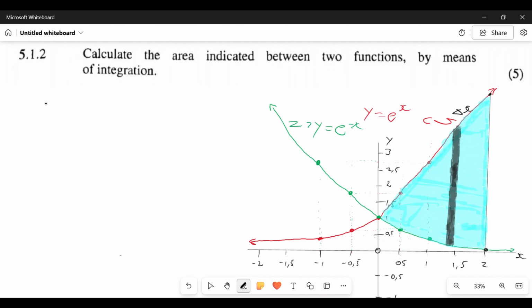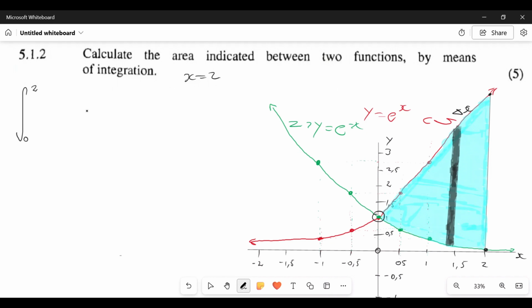Remember from the question, guys, the upper limit was given to us here. We know that x is equal to 2 from question 5.1.1. Now, the lower limit is not given to us, but we can find it from these two graphs. So the lower limit, guys, is where these graphs intercept. As you can see, these graphs here are intercepting when x is 0. So remember, you have to say sigma. So the upper limit here is going to be 2 because it's bigger than 0. And the lower limit here is going to be 0.